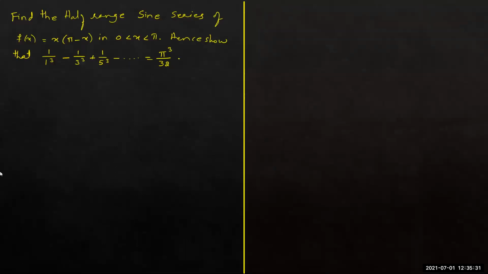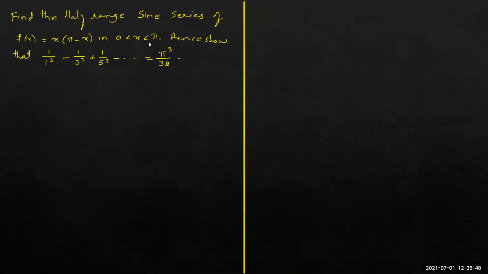Find the half range sine series of f of x is equal to x into pi minus x in the interval 0 to pi, and hence verify this statement. We'll see that later, but see the question first. You are asked to find the half range sine series.